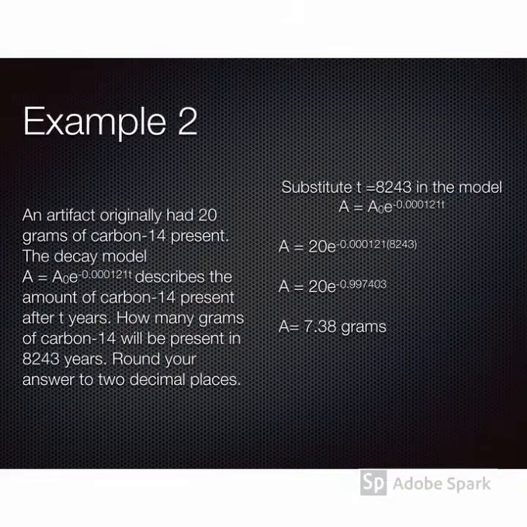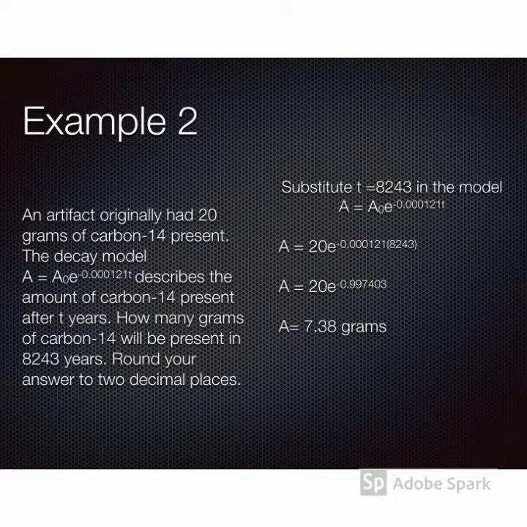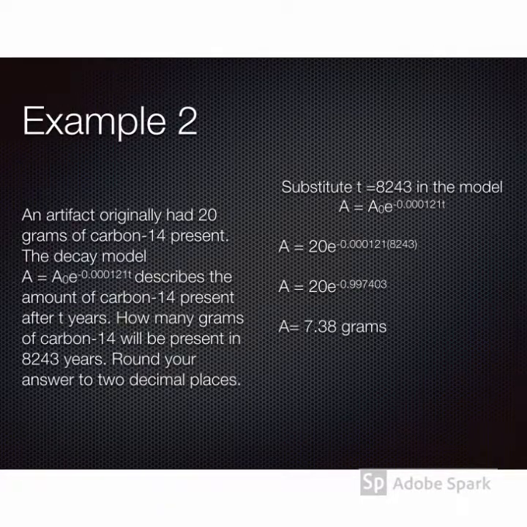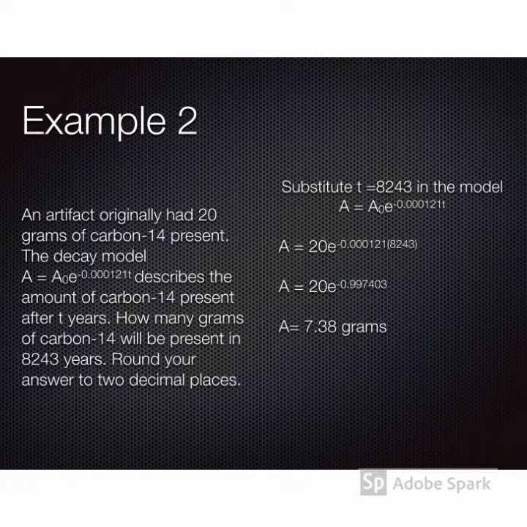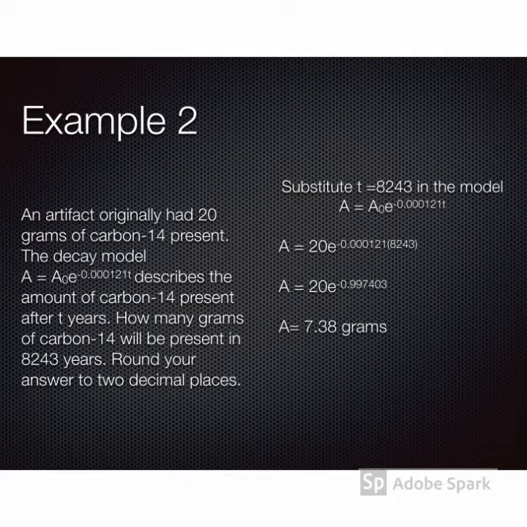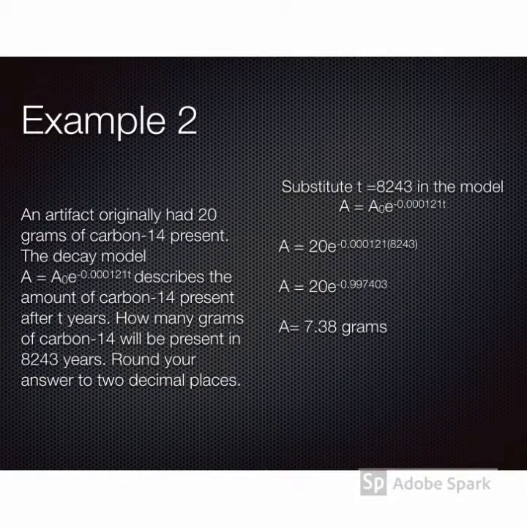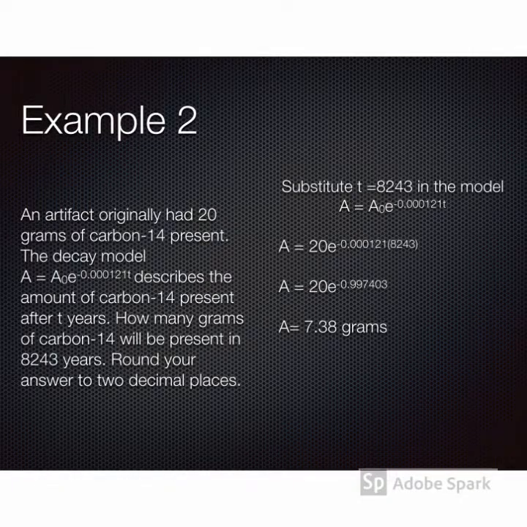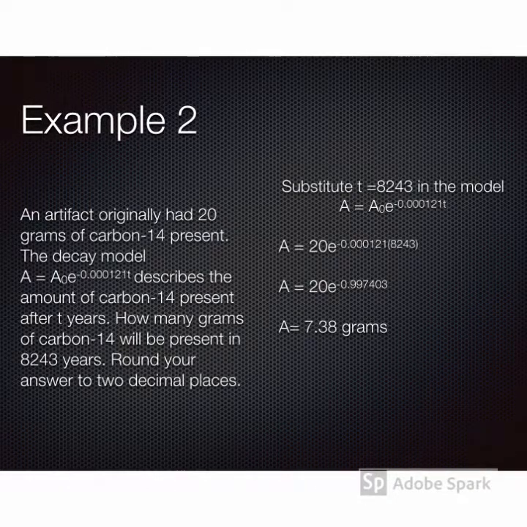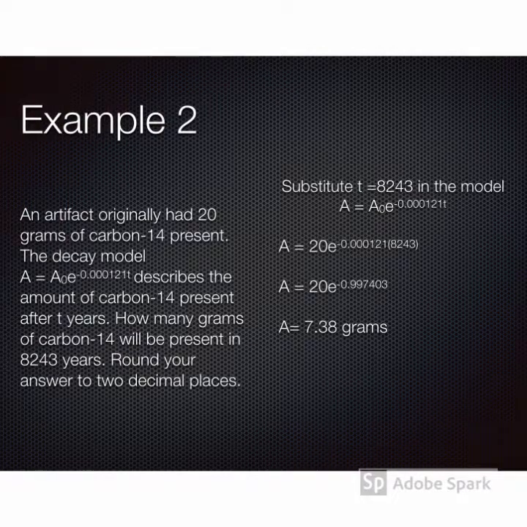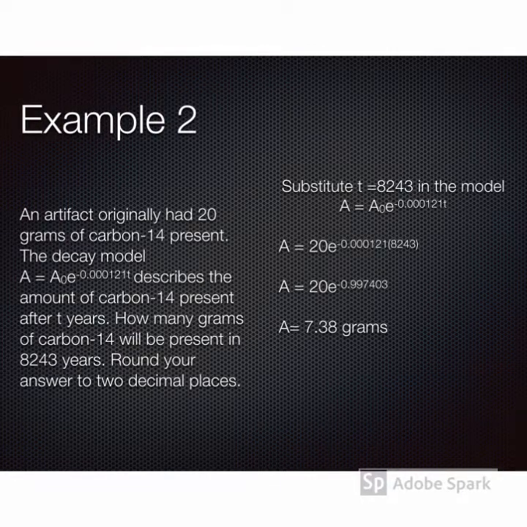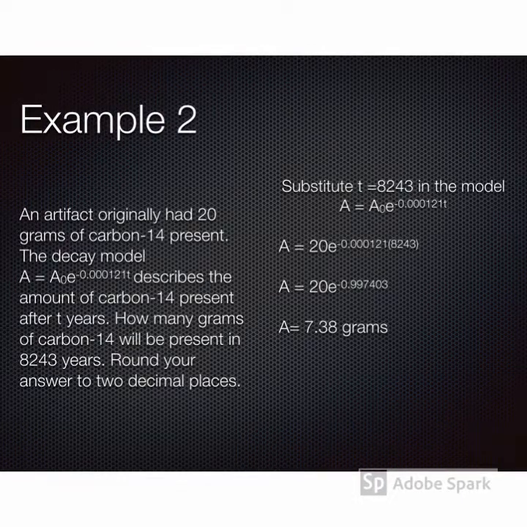2030. So this is example 2, which is the last example, and it speaks to an artifact originally had 20 grams of carbon-14 present. The decay model, and it gives us the formula for that, describes the amount of carbon-14 present after t years. How many grams of carbon-14 will be present in 8,243 years? Round your answer to 2 decimal places.